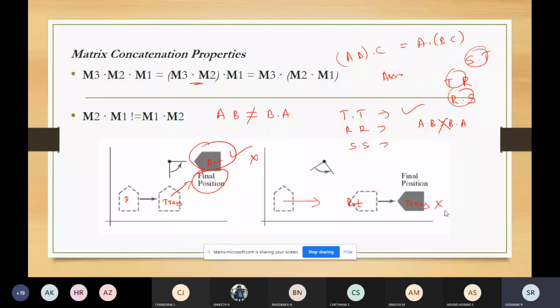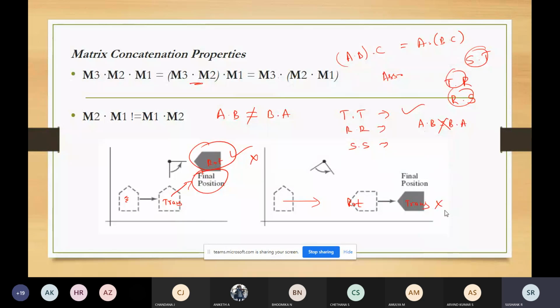So keep this property in mind. When the operation is the same, it doesn't matter. But when the operation is different, the output depends on the order in which the matrices are evaluated. In our first example, first I perform the translation and then the rotation. The answer is different. In the second example, I perform the rotation, then translation. The answer is different. So these 2 points you just keep in mind.